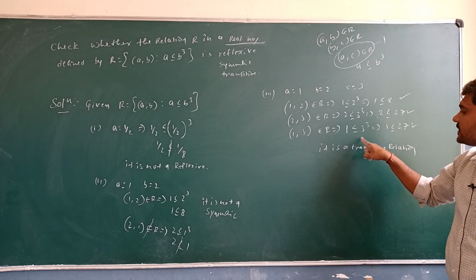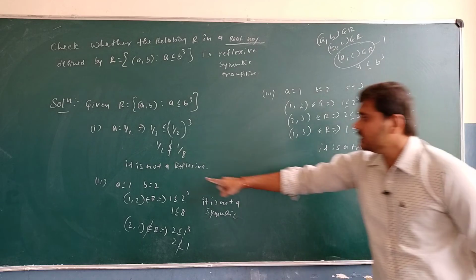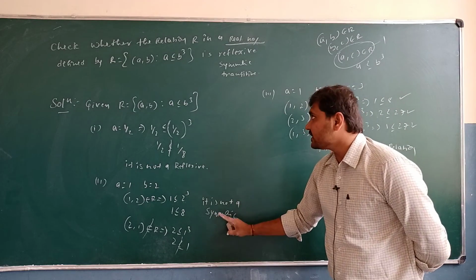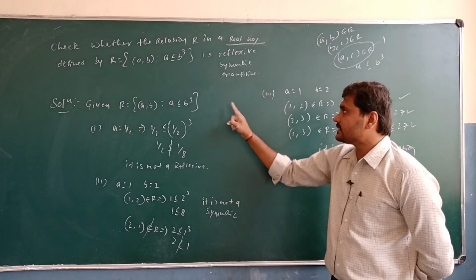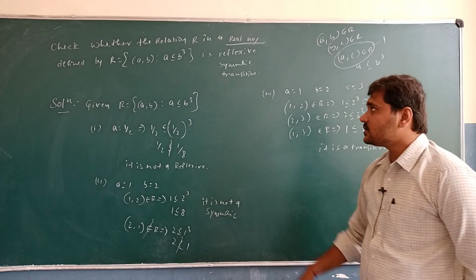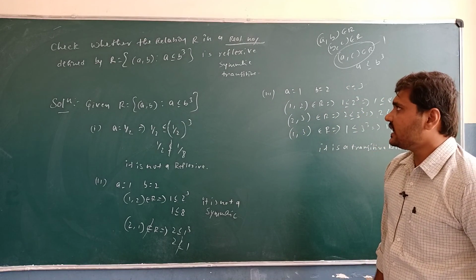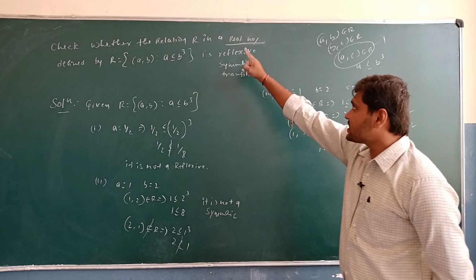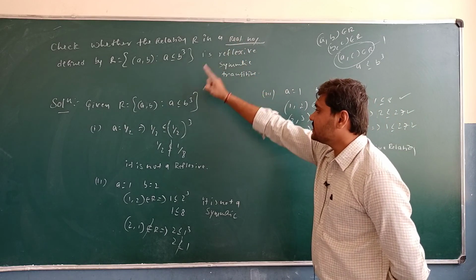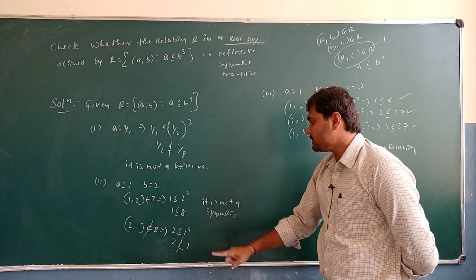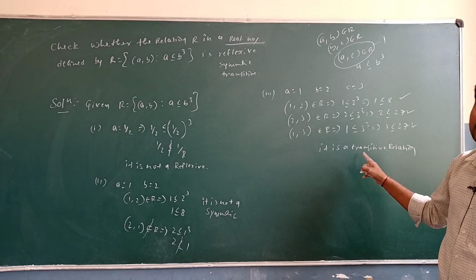So the relation satisfies the transitive property, but it does not obey reflexivity and it does not obey symmetry. So when we check the properties of the relation R equal to (A, B) such that A less than or equal to B cube, on a set of real numbers, you prove that it is not reflexive, it is not symmetric, but it is a transitive relation.